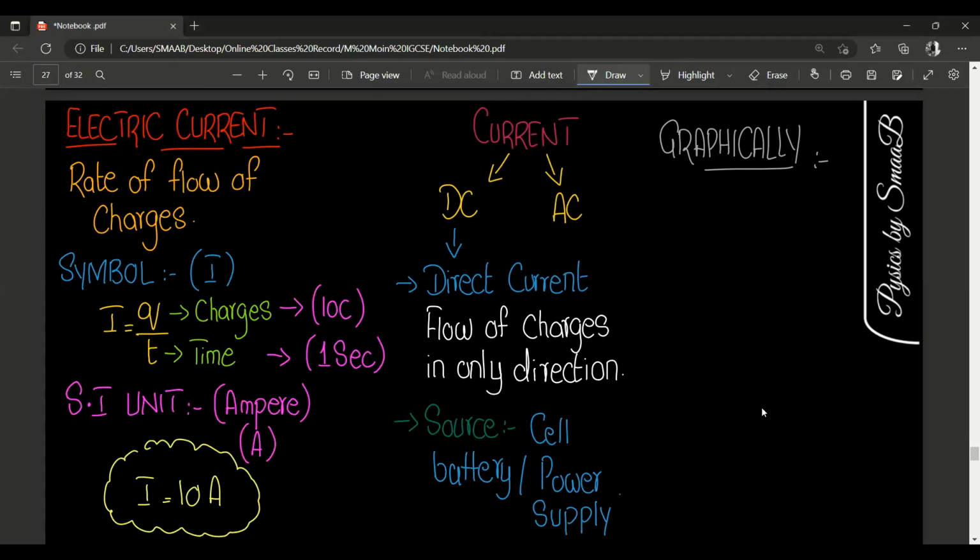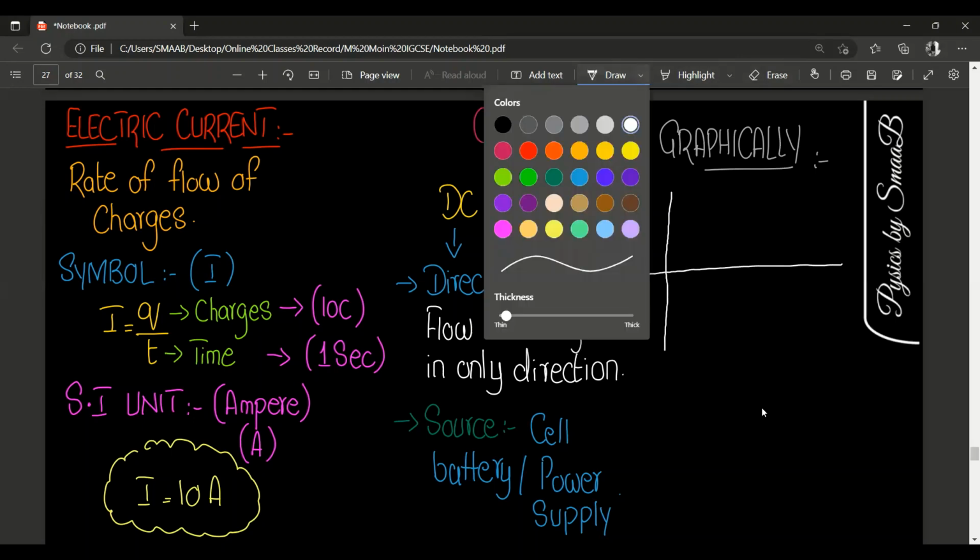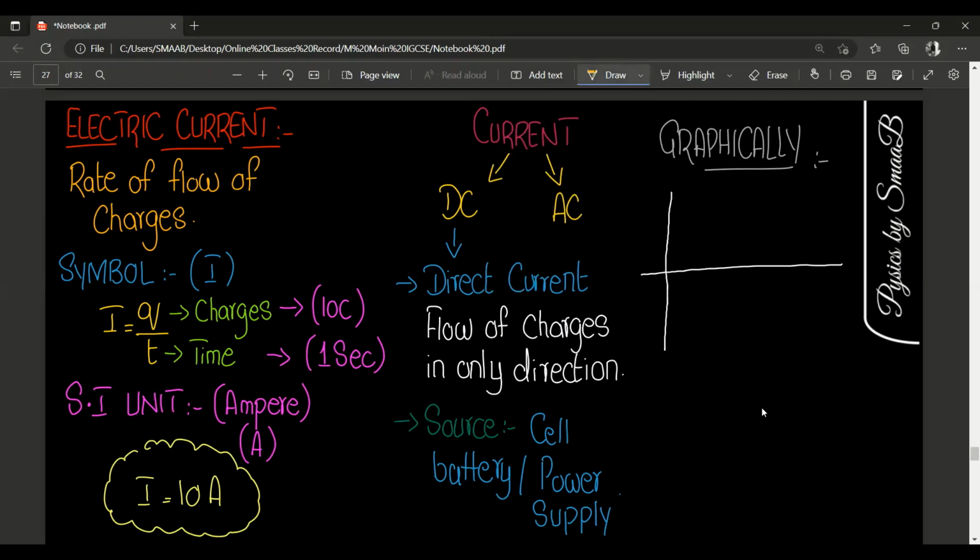According to the formula, there are two quantities, charge and time, right? Yes. So if we plot a graph, the graph will be between charge and time. Let's suppose there are two axes, and in this graph you can easily observe that there is time on the x-axis, right? And electric current on the upper side and electric current on the lower side also, right?